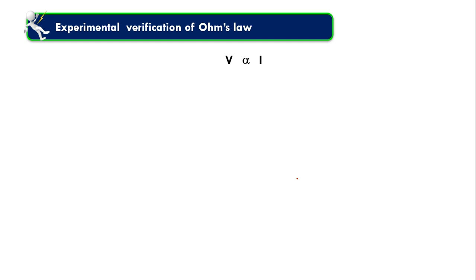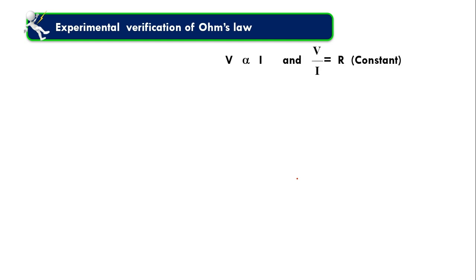We know that Ohm's law states that the voltage across two points of the circuit is directly proportional to the current in the conductor. Is it right? So as we know, V is directly proportional to I. So what we can do here is verify this with some experiment, some values and some readings.